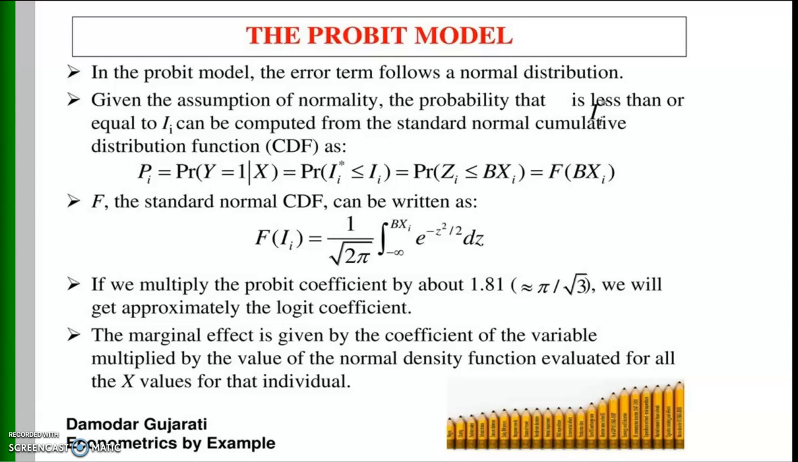F is the standard normal distribution, that is the cumulative distribution function, which can be written as F of Ii, and that is equal to 1 divided by the square root of 2 pi, integral from minus infinity to bXi of e raised to the power minus z squared divided by 2, with respect to z. So if we multiply the Probit coefficient by 1.81, that is approximately pi divided by the square root of 3, we will get approximately the Logit coefficient. So it means that the Logit coefficient is larger than the Probit coefficient by almost 1.81. The marginal effect is given by the coefficient of the variable multiplied by the value of the normal density function evaluated for all the X values for that individual.